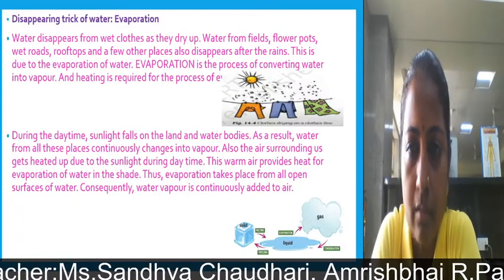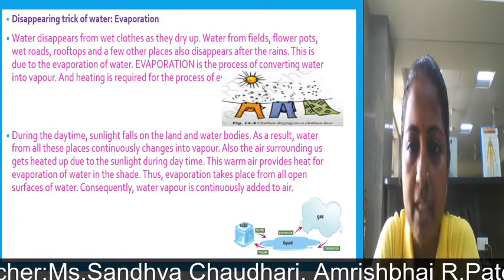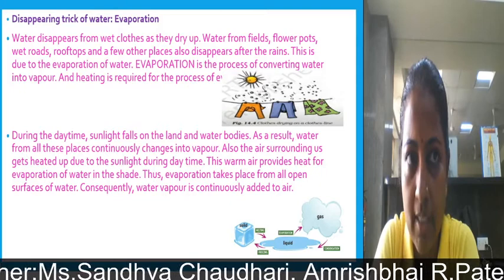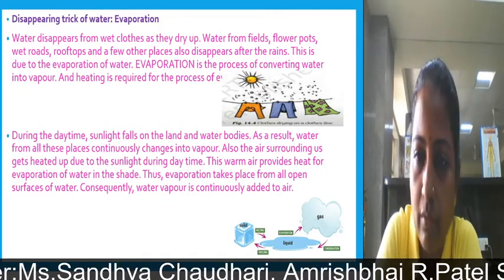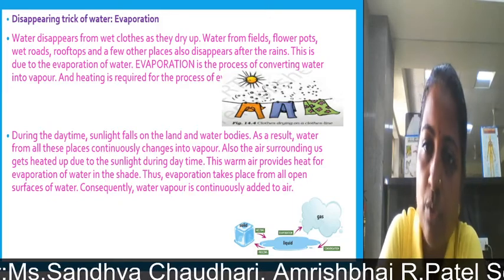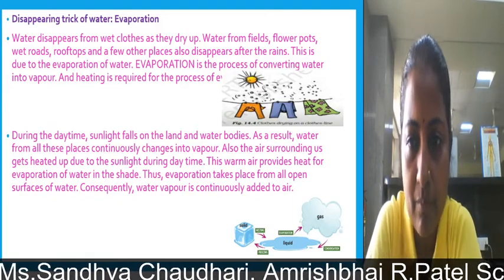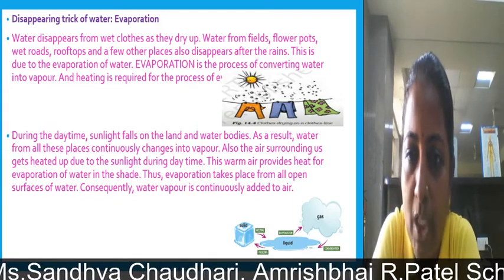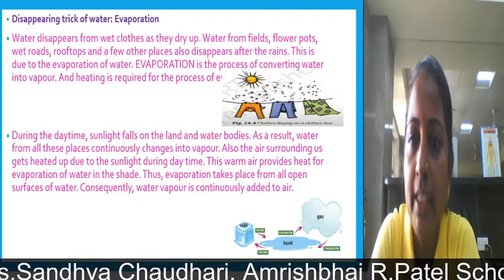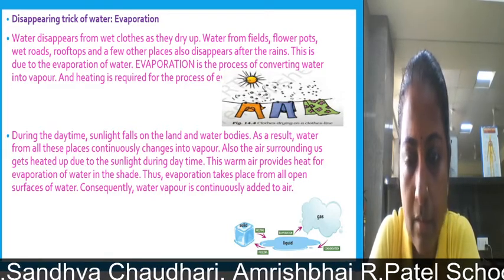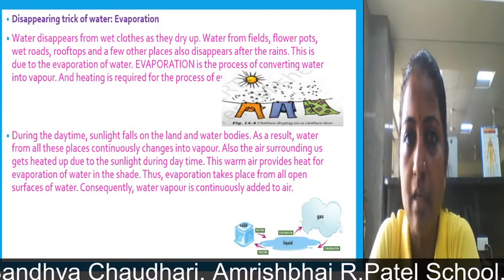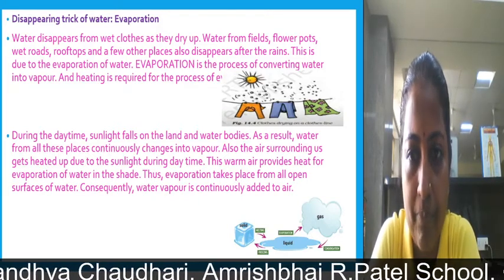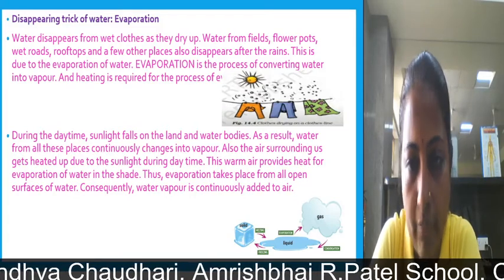Now we have seen activities through which we can use water. Then afterwards we will see disappearing tricks of water through evaporation. Now students, you know it very well what is the meaning of evaporation. Evaporation means heating up of water bodies with the sun's heat, and the water vapors are mixing into the atmosphere, and that process is called evaporation.